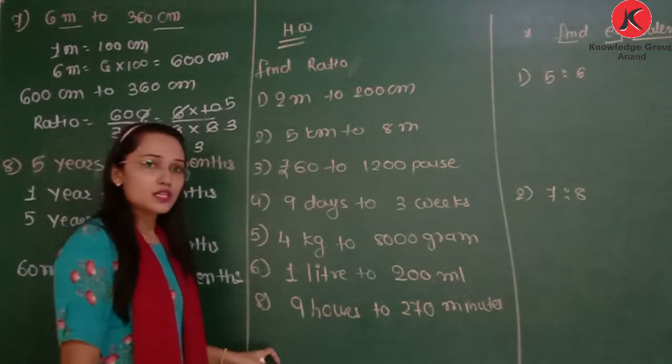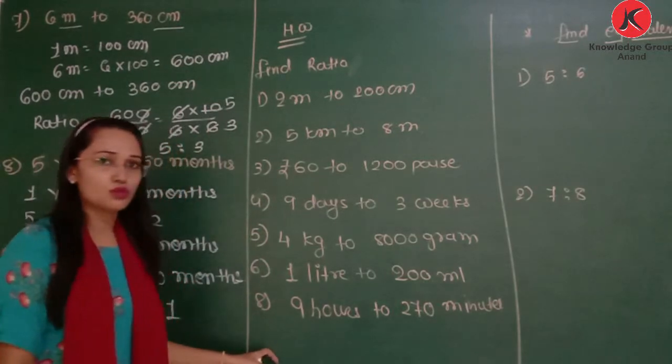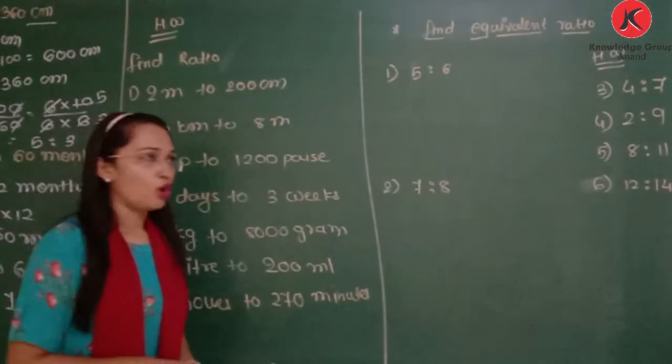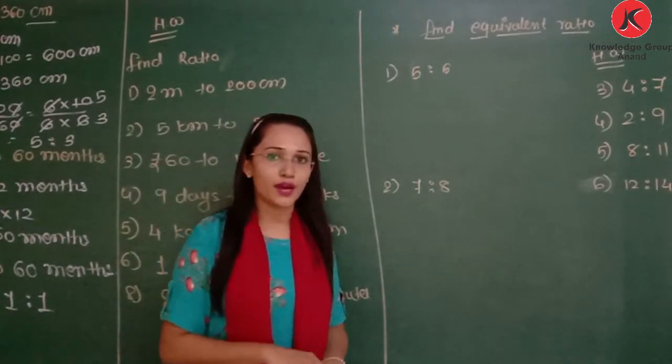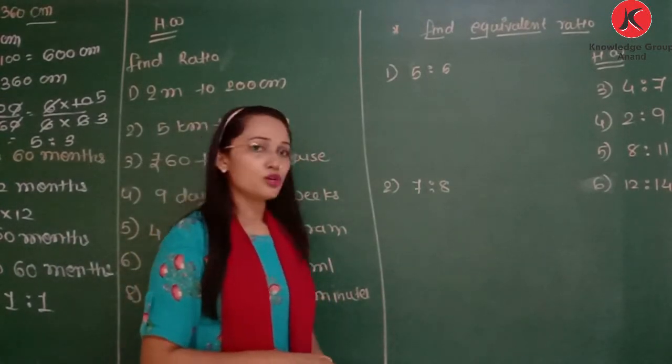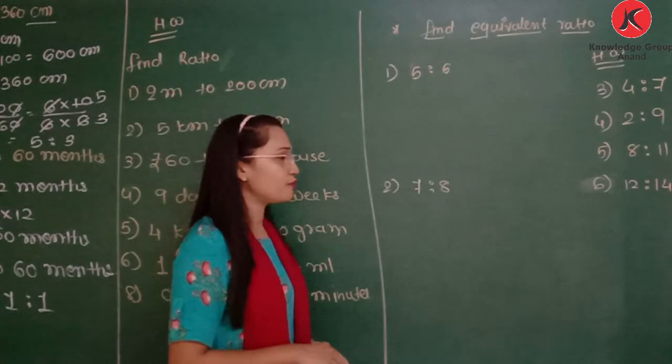Now here some examples are given that you need to solve in homework. Also previously we learned about finding the equivalent ratio. So let's take 2 examples for that.